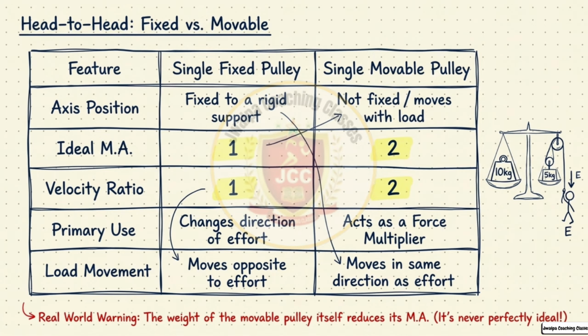Now listen up, this summary table is very important for the exam point of view. For a single fixed pulley, the axis is fixed to a rigid support, the ideal MA is 1, and the velocity ratio is 1. Its primary use? To change the direction of effort, and the load moves in the opposite direction to the effort. Now, for a single movable pulley, it's not fixed, it moves with the load, the ideal MA is 2, the velocity ratio is 2, and it acts as a force multiplier where the load actually moves in the same direction as the effort.